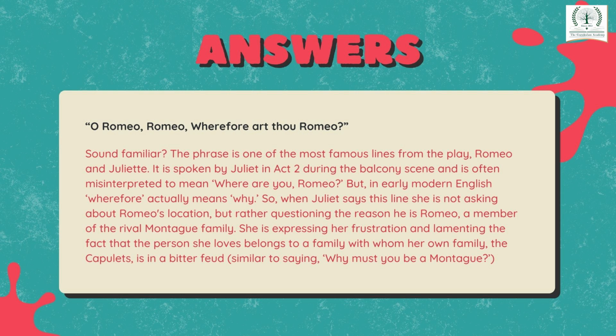So when Juliet says this line, she's not asking about Romeo's location, but rather questioning the reason he is Romeo, a member of the rival Montague family. She's expressing her frustration and lamenting the fact that the person she loves belongs to a family with whom her own family, the Capulets, is in a bitter feud. Similar to saying, why must you be a Montague?